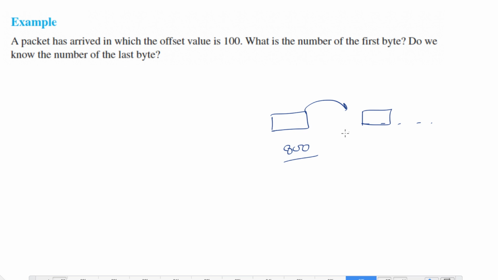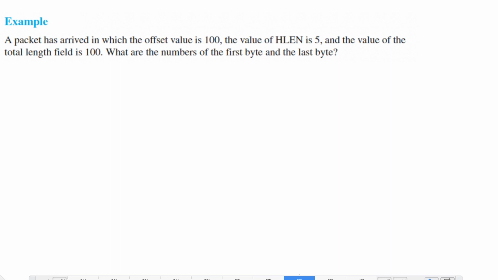So they are saying, what is the number of first byte, which means that if we just number every byte, then there are 800 bytes after it. If we number every byte, which means 0 to 799 bytes are after it, and the number of first byte here will be 800. And what is the number of last byte? We do not know, until and unless we know the header length and the total length of this packet, we do not know the size of the data. So we do not know the last byte, but yeah, we know the number of first byte, which is 800, right? So let's solve this question.